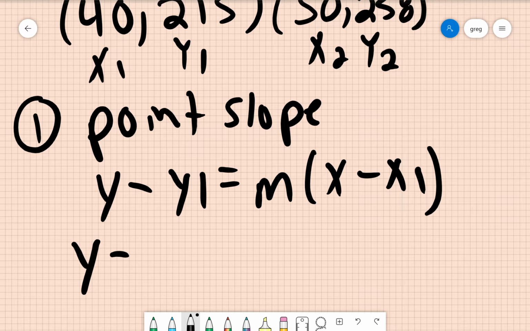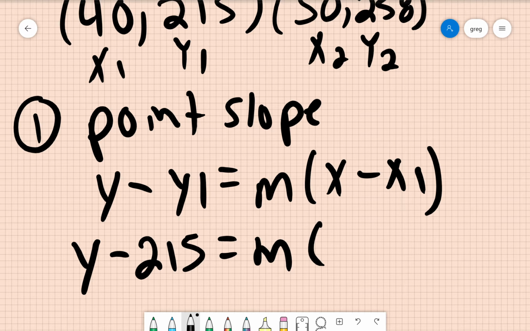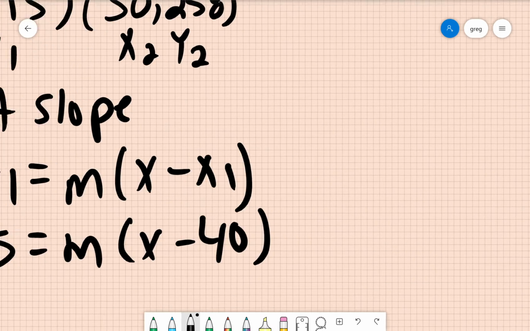Now I'm going to plug in the values into the formula. 215 equals m times x minus what's x1? 40. All right. What are we missing here? We're missing something pretty important that we don't have. Slope, right? The m. So now let's go ahead and find our slope.